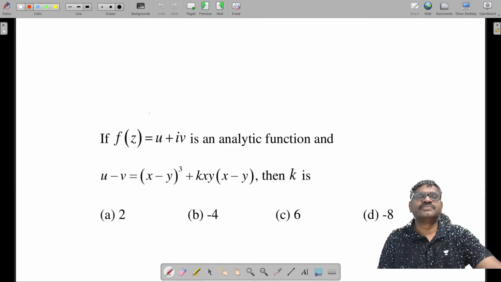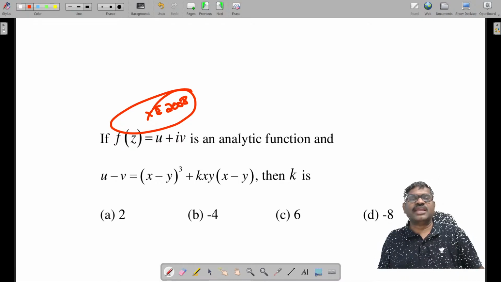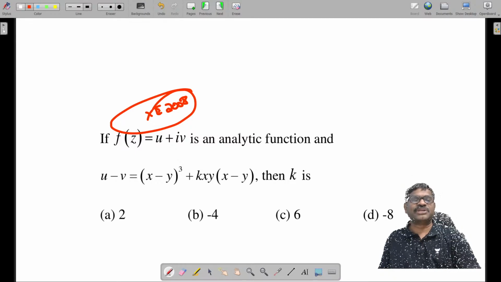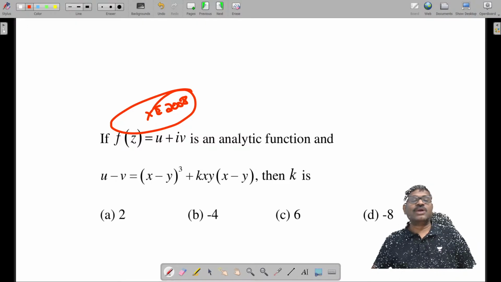Next problem. F of z equal to u plus iv is an analytic function. U minus v equal to x minus y whole cube plus kxy into x minus y. Then the value of k is. Excellent problem. Generally, when real part of analytic function is given, we are going to use CR equations. When imaginary part of analytic function is given, we are going to use CR equations. Here, u minus v is given. That's why we are going to apply one rule.